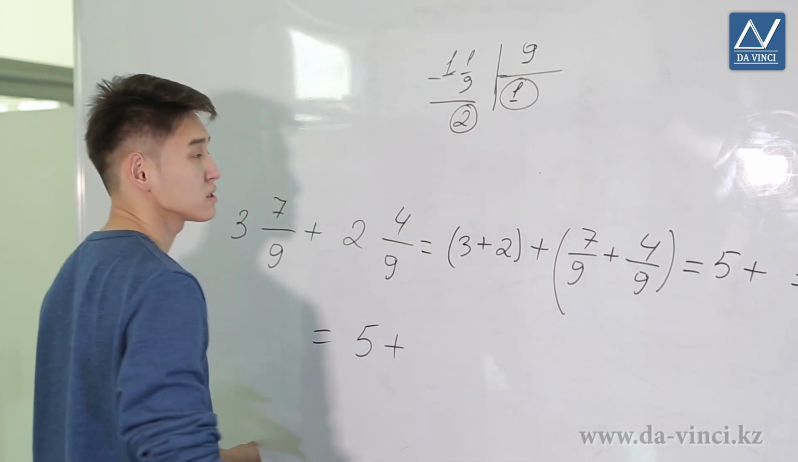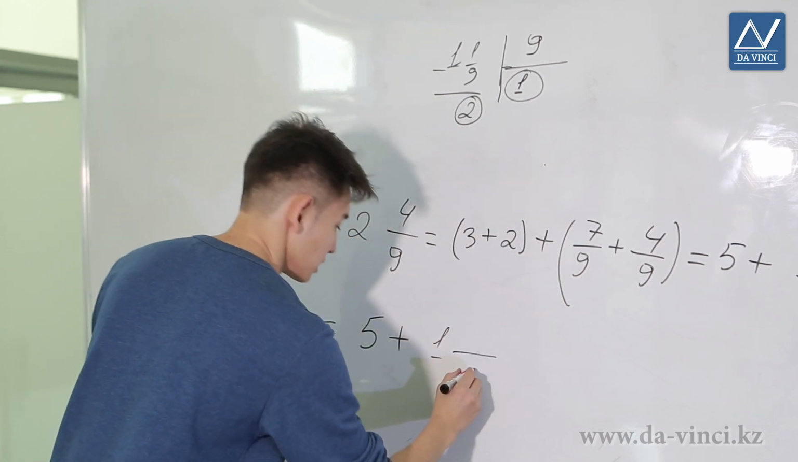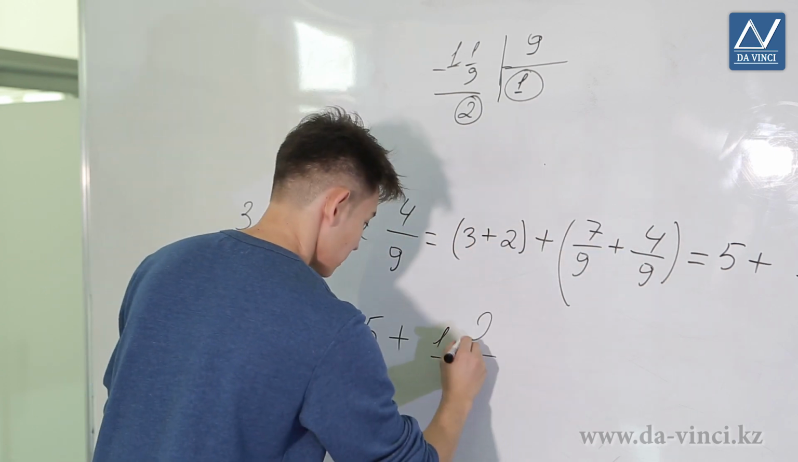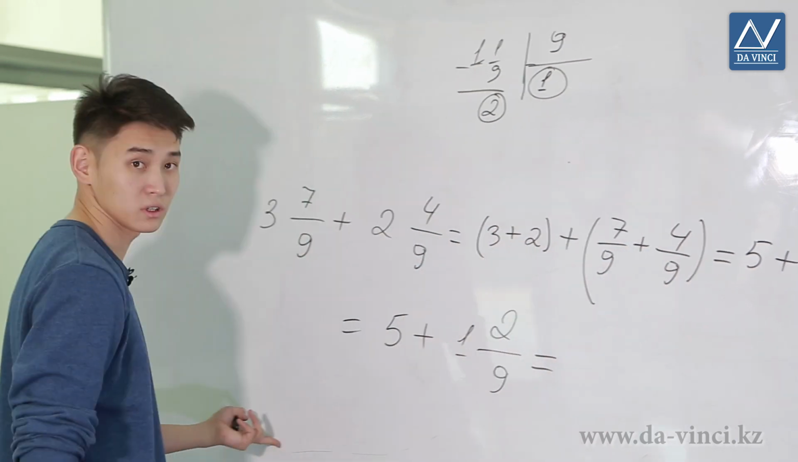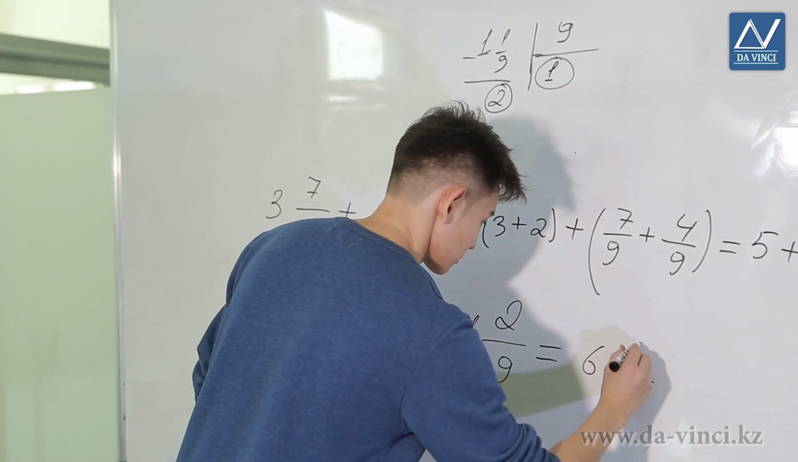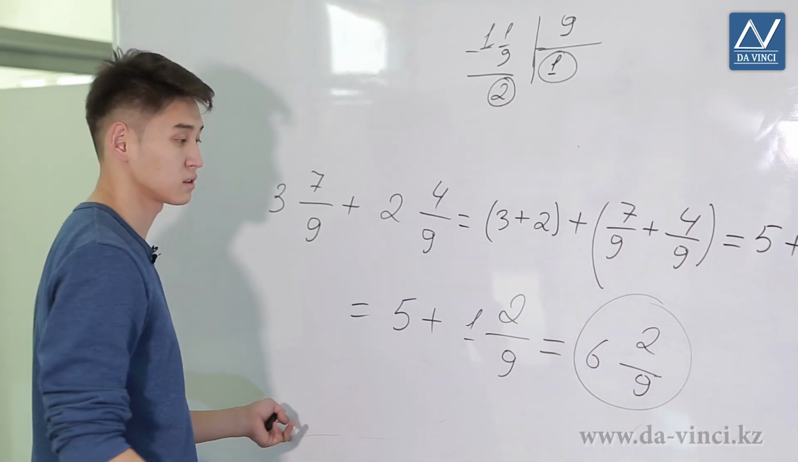And the incomplete quotient is 1. That is, we write 1, 9. The denominator remains unchanged. And we write the remainder instead of the numerator, 2. What is it equal to? 5 plus 1, 6. 2/9. That is 6 and 2/9.